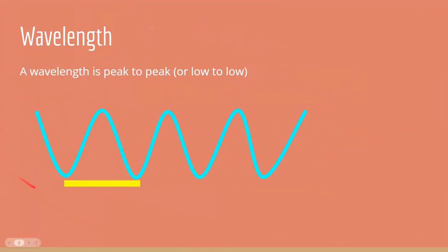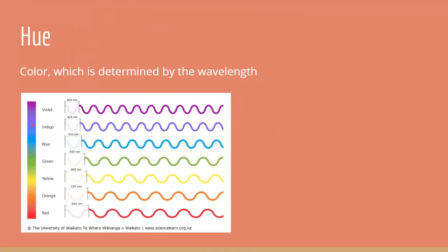When you look at a wave, the wavelength is peak to peak or low to low. I guess it's really trough to trough, crest and trough, whatever. But anyways, that's what a wavelength is. And there is hue that's determined by that. The hue is basically just color. Wavelength is measured in nm, that's the unit for it. As you can see, there's a bigger wavelength for red, but when you go all the way up to purple, it's smaller.